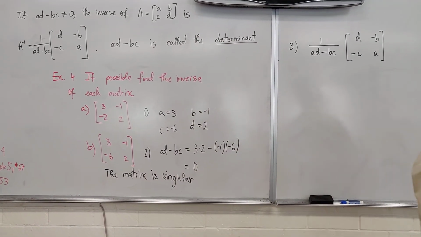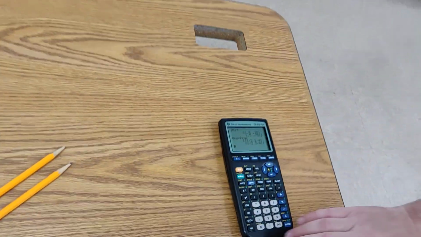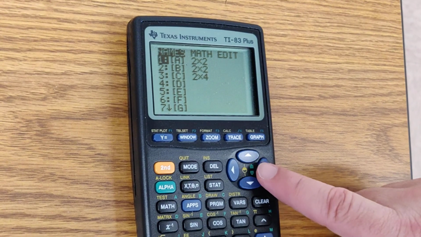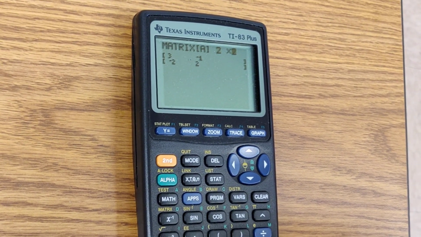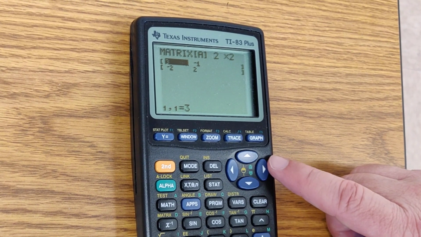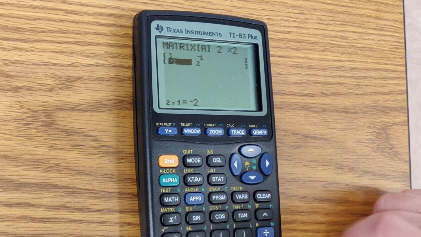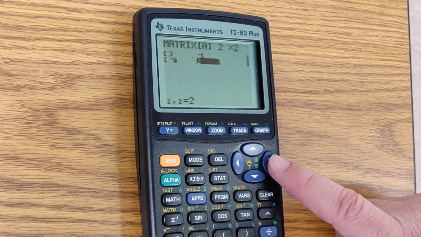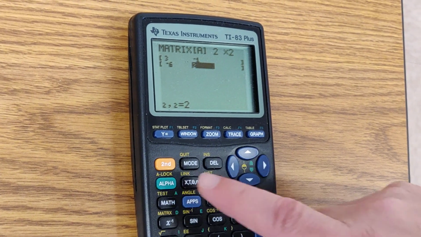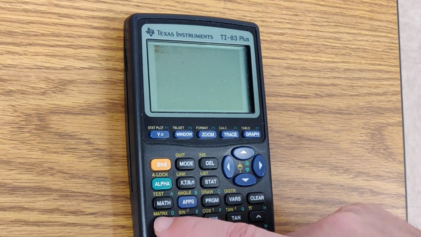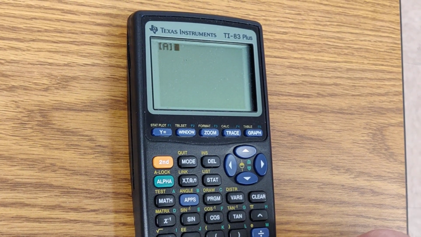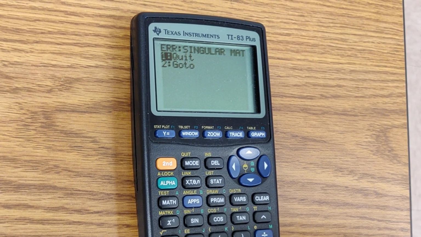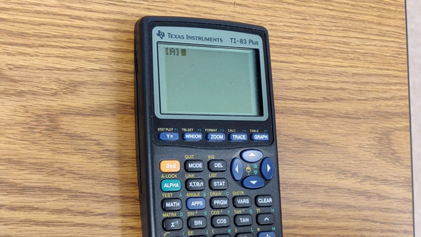So again, we're going to go to our calculator. We're going to clear everything so that it doesn't become confusing. Second, matrix, edit, again 2 by 2. The first row stays the same. The only thing that's changed in the second row, the first entry is -6. Everything else is exactly as it was in the previous example. So second quit, second matrix. And now let's find the inverse. Error, singular matrix. So like I said, the matrix is singular.